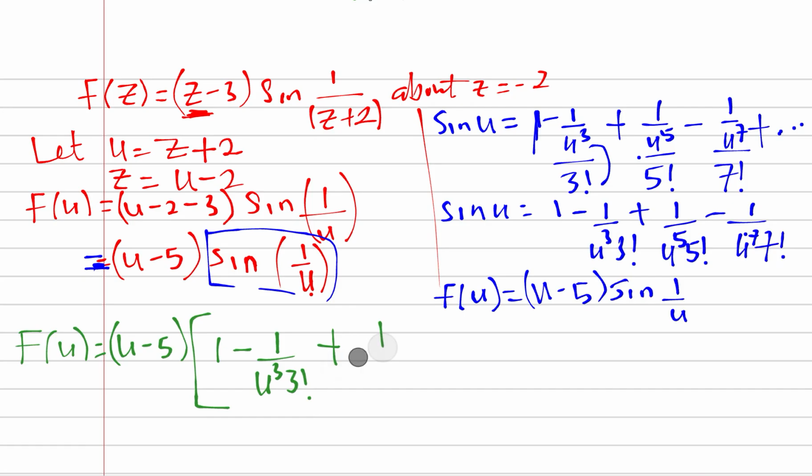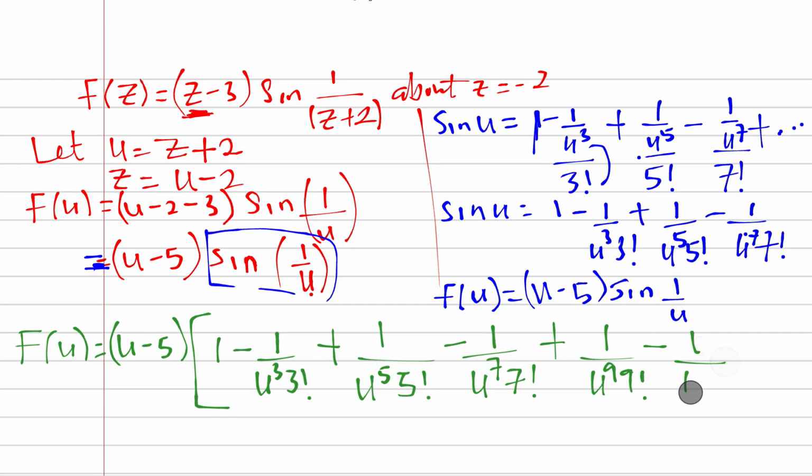Plus 1 over u raised to power 5 factorial, minus 1 over u raised to power 7 factorial. If I'm to do the next one, what would be the next one? You should know already. The next one will be plus 1 over u raised to power 9 factorial, minus 1 over u raised to power 11 factorial. I'm just trying to show you the pattern. Plus dot dot dot. Do you understand now?